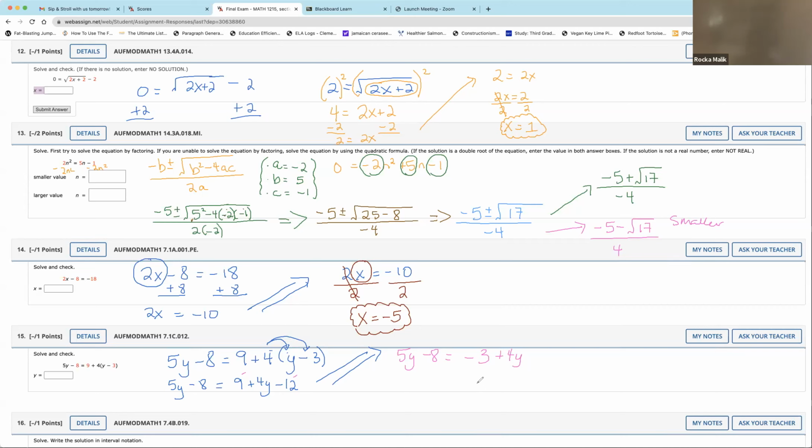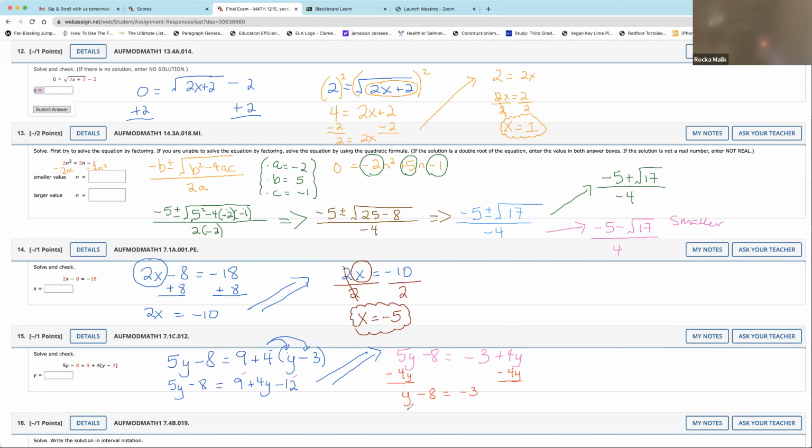And now you have a choice to make. You want all your y's on the left side or all your y's on the right side. I tend to go where it's going to make my y positive. You can do whatever you want to do. So I'm going to move the 4y to the left side. Minus 4y, minus 4y. Y minus 8, I didn't bother him, equals minus 3.